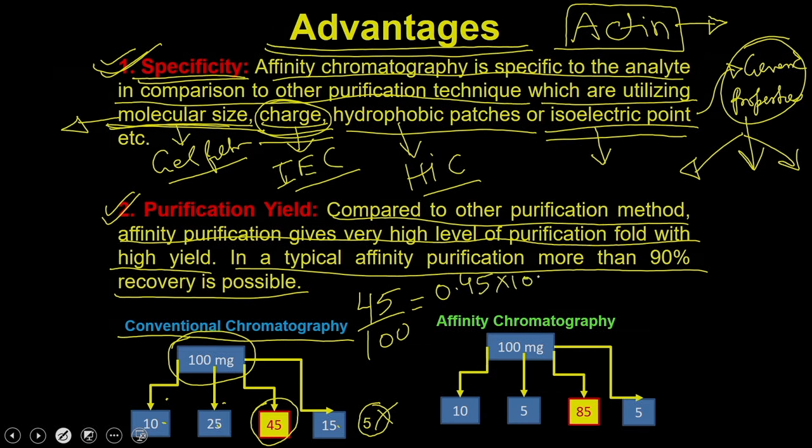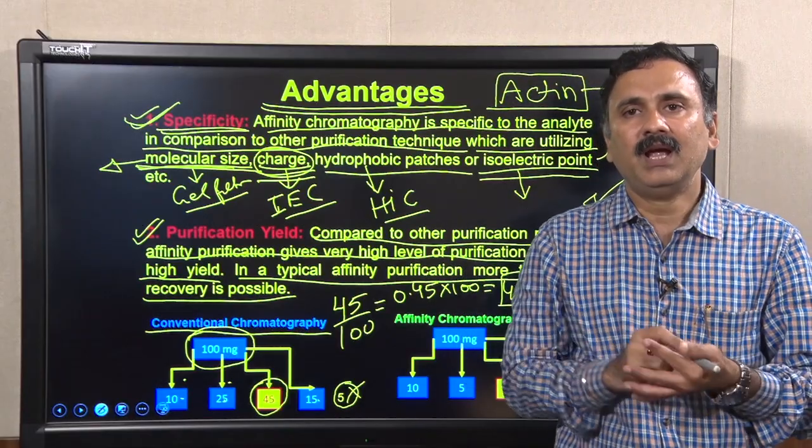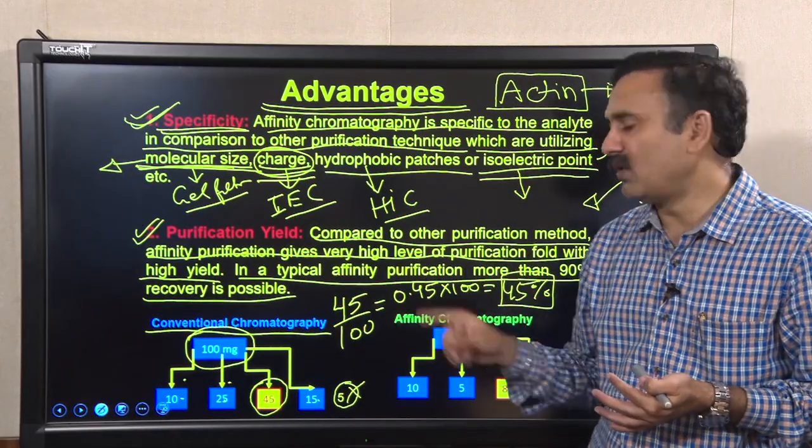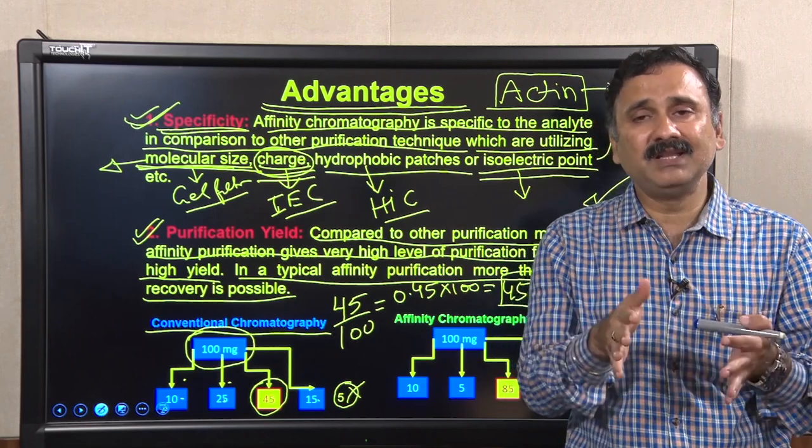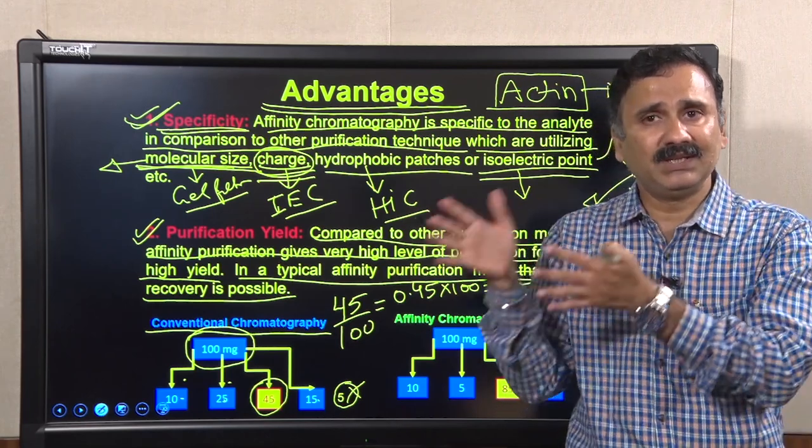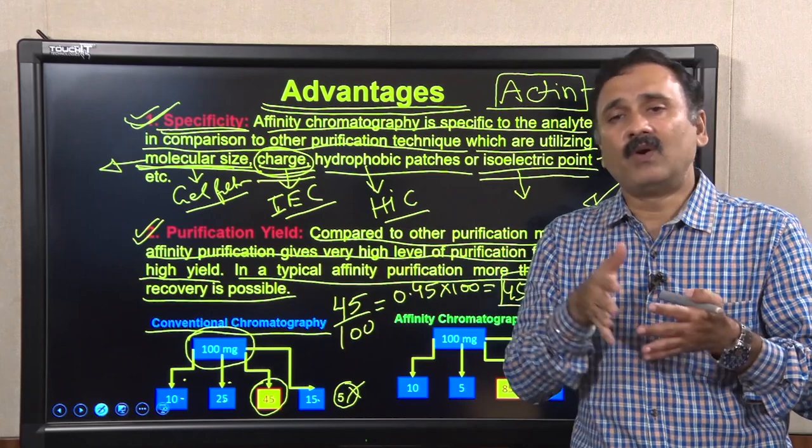So if you multiply it by this 100, you are going to get 45% as the yield, which means you started with 100 milligrams of protein and ultimately you got only 45 milligrams of protein, which means your yield of the purification in this case is 45%.